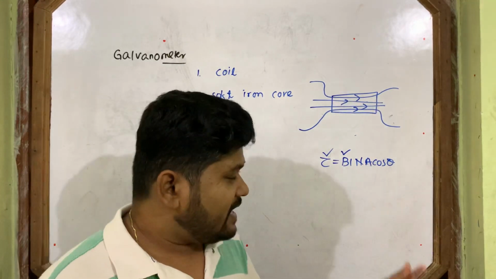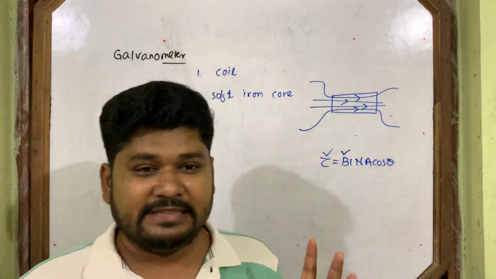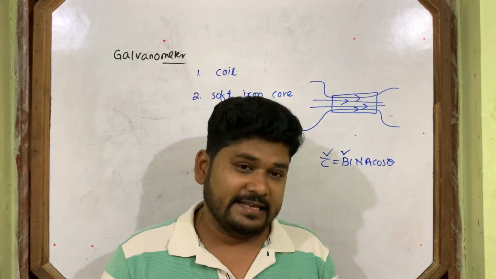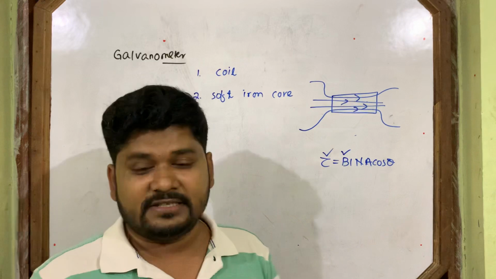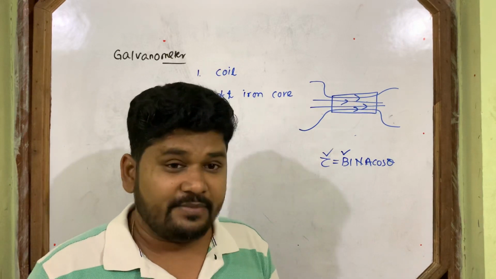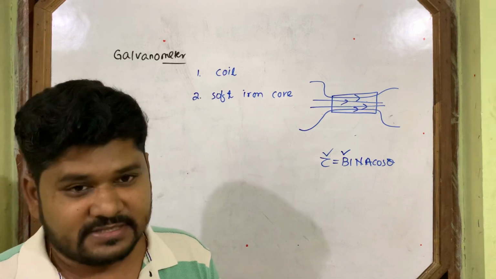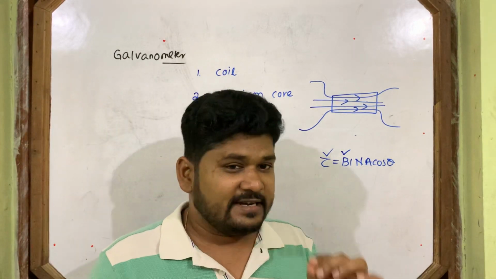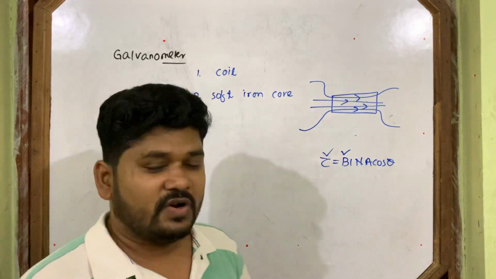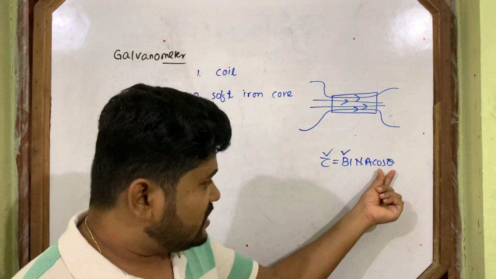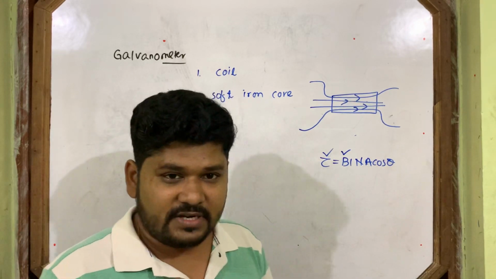Okay, area: while increasing area, we will think about it, because increasing area will increase the torque, but the other way, the galvanometer will be bulky. The galvanometer size will increase. That's why there is a little restriction while increasing the area of the coil. So then about cos theta, we will go to that one.